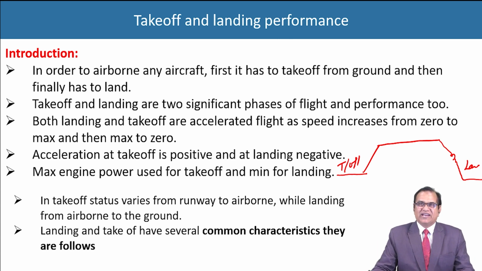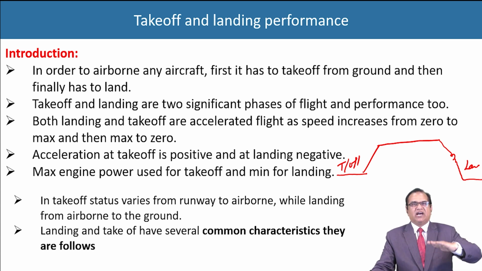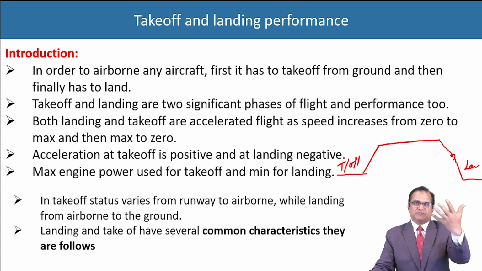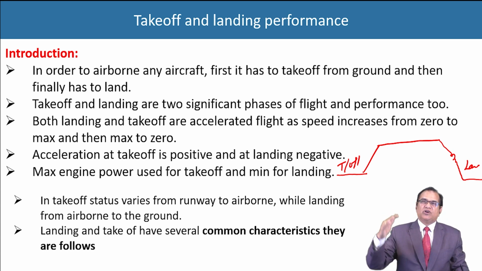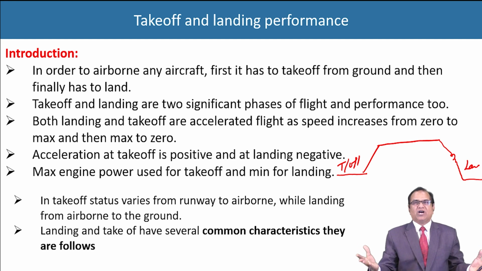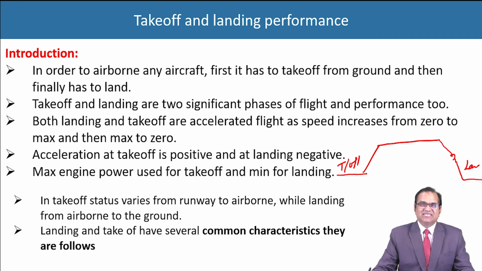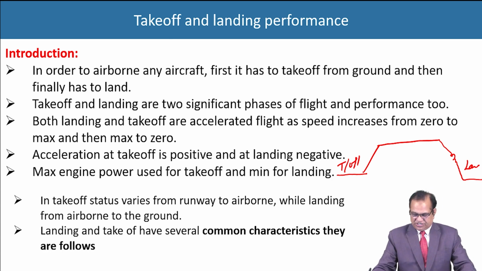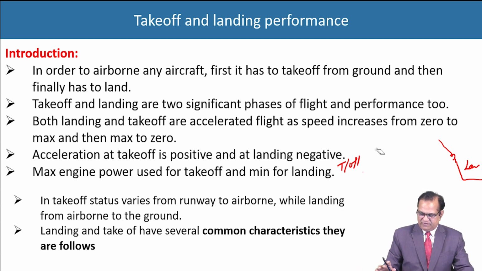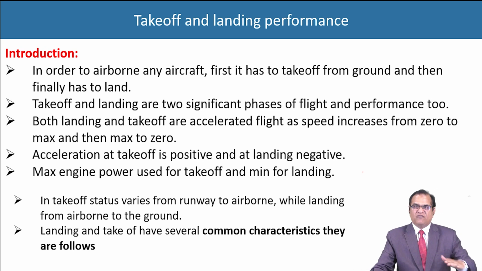Both landing and takeoff are accelerated flight, and speed increases from 0 to max and then max to 0. For the takeoff, it is standing on the ground from 0 speed and going upward, so speed is increased. For the landing also, it is from high speed to 0 speed. So both are accelerated flight. Acceleration at takeoff is positive, and at landing it is negative, a deceleration. Maximum engine power is used for takeoff and minimum for landing. For the takeoff we use the maximum power, and for the landing, due to gravity it is falling, so we need minimum power.